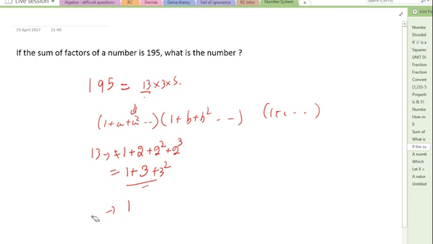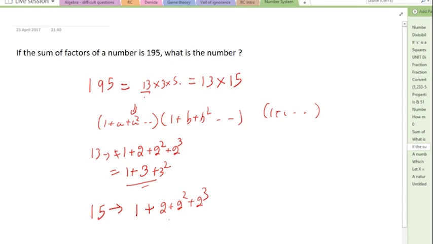We'll have to try other combinations. But we have noticed that 13 works, so we'll try and combine the other two. We can also write this as 13 into 15. These need not be prime, by the way. So can 15 be written as something? 1 plus 2, we noticed actually it was 15: 1 plus 2 plus 4 plus 8, 15. So this can be written like this.